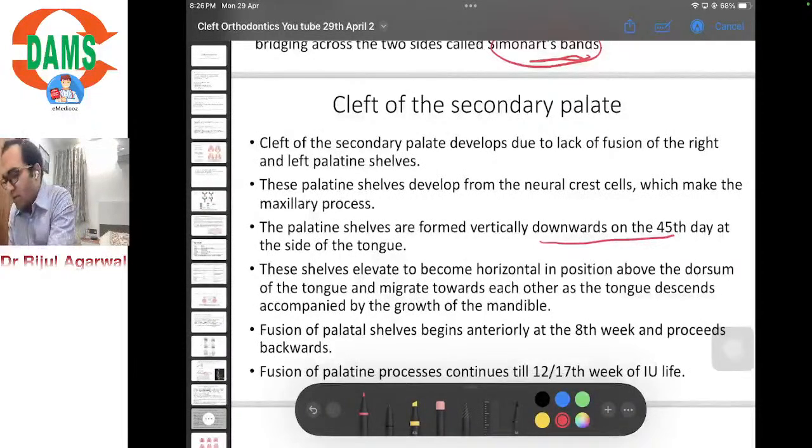They start fusion from the 8th week, proceeding backward and continuing till the 12th or 17th week of intrauterine life. So if there is a problem, or if it is cleft palate alone, then the fusion was defective at this stage. This is the cause for cleft of the secondary palate.